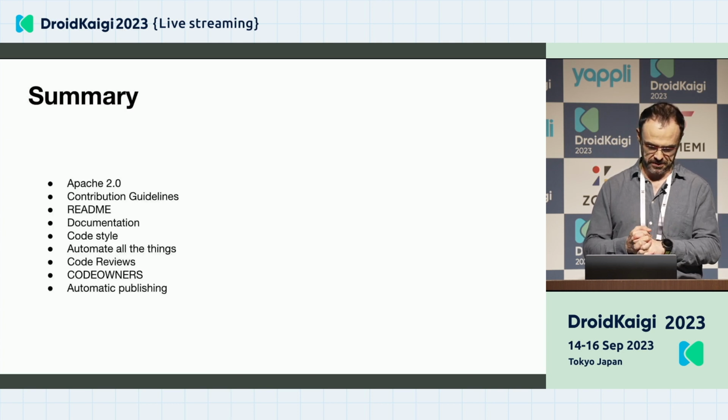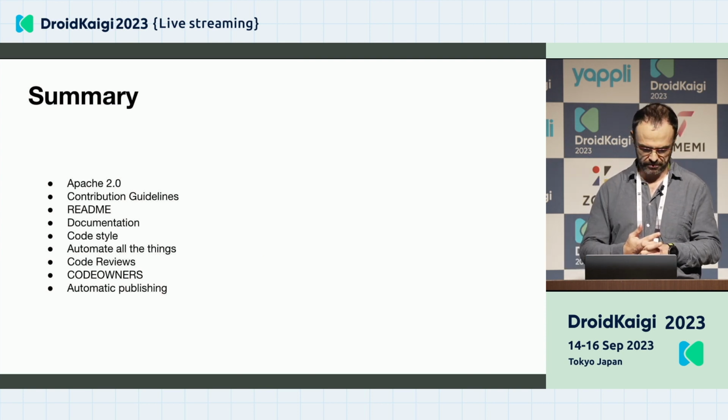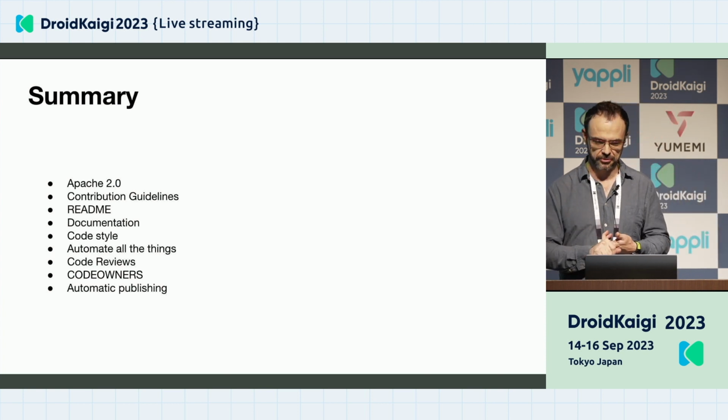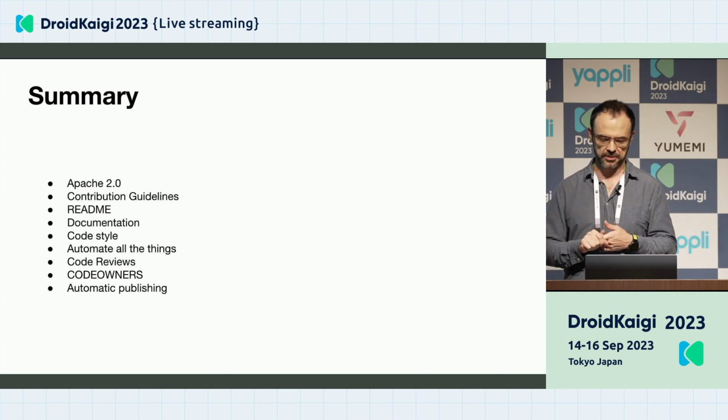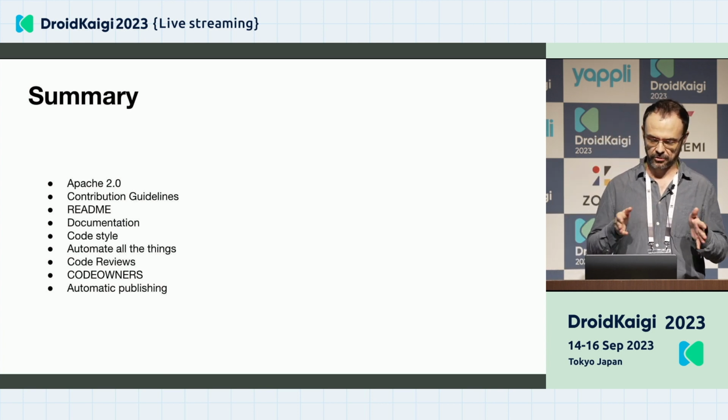So I think we're slowly going to the end. I would like just to give you a small summary of some of the things that I talked about today. So yeah, license. For open source repositories, you probably want to consider Apache 2.0. Don't forget to have a contribution guideline. Again, contribution guidelines.markdown, and this will be automatically added to your GitHub repository.